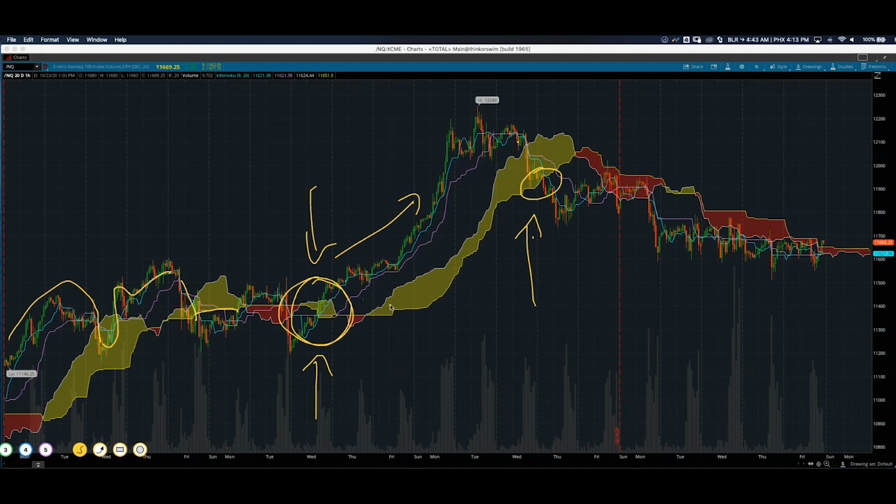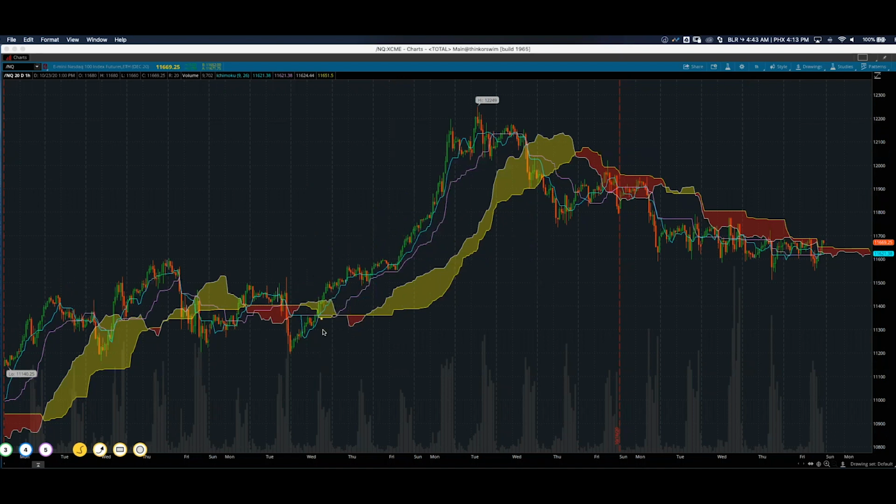Now, you'll notice that there are 2 lines in here. The blue one is called the conversion line, and then the pink one, the one I recolored, is now the baseline. And they kind of act like moving average crossovers. If you've ever used a moving average crossover, this is very similar. And so we are looking for the times when these cross over.